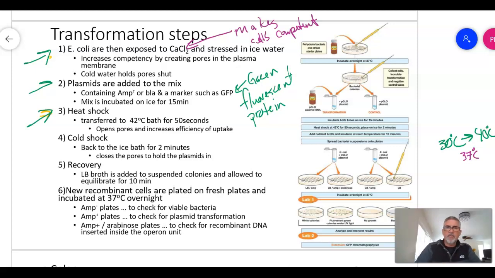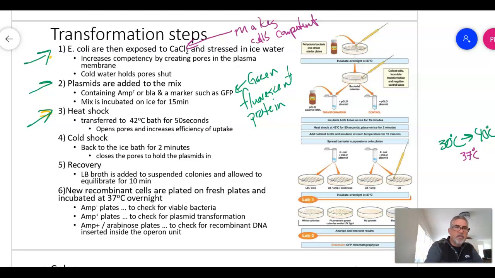So I'm going to put them in 42, so I should be killing them, right? So it's not enough to kill them right away, but it's enough to stress them out where they're going to start looking for plasmids. So that 42 is going to open up the pores, right? I want to make sure I get my timing right, because if I leave them for a minute and a half, 2 minutes, 3 minutes, then I've just killed all my bacteria. But it's going to open up the pores and it's going to suck in those plasmids.